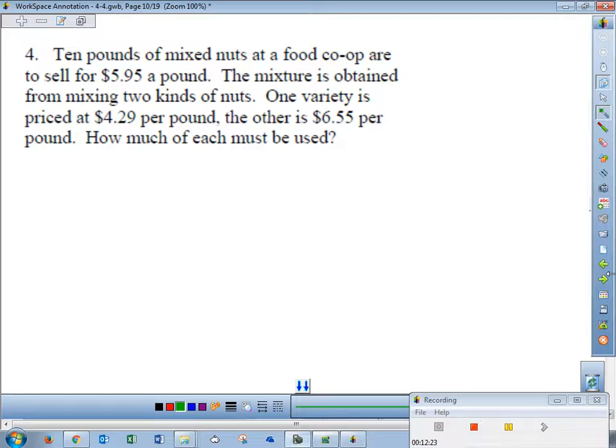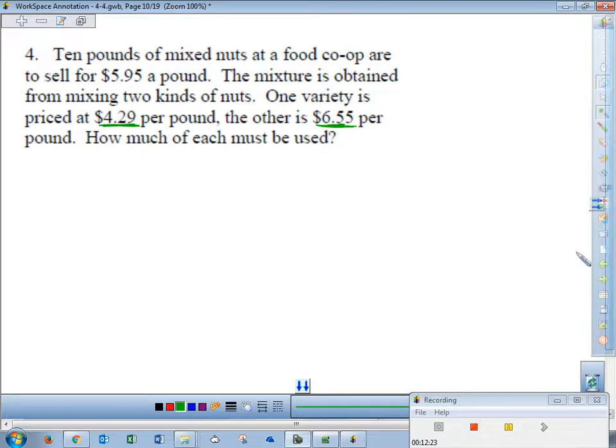Okay, one more with two variables. 10 pounds of mixed nuts at a food co-op are to sell for this much per pound. The mixture is obtained from mixing two kinds of nuts. They mixed one variety at $4.29 per pound and the other one at $6.55 per pound. So these are the two that got mixed together. How much of each must be used?